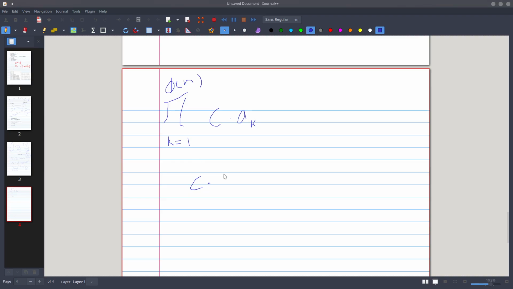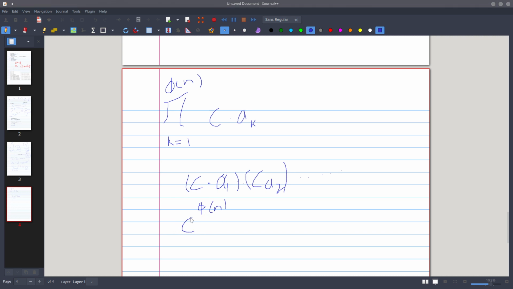And so it's going to be C times a sub 1, and then C times a sub 2, right? Do you see what's going on here? And it's going to go all the way up to phi of n. And so you can see that the total number of times that C is going to occur is phi of n times. So you can factor out the C's, and so this just becomes C raised to the phi of n. Okay, you can factor out phi of n C's. I hope that's clear, right?